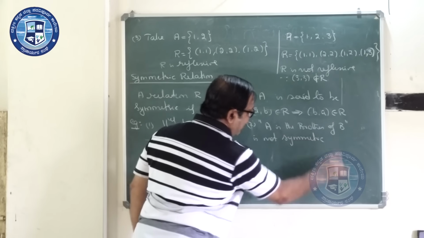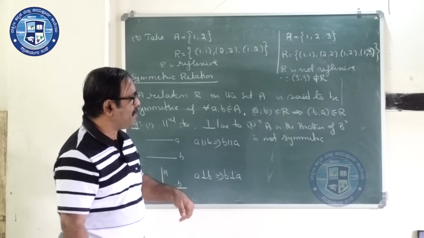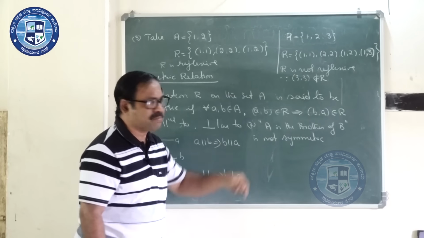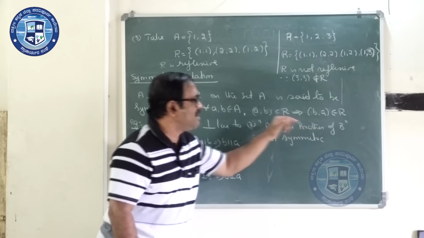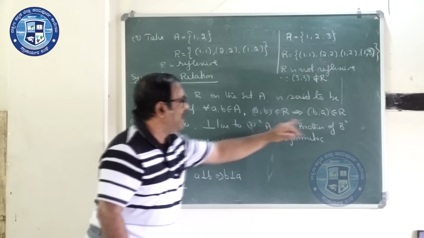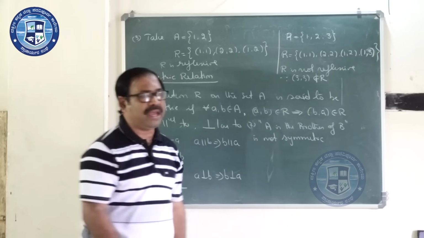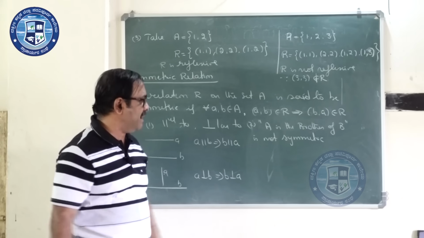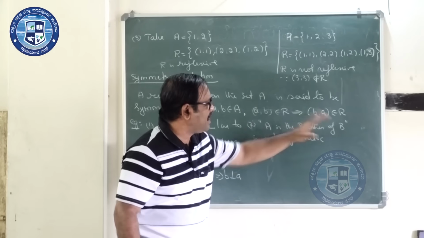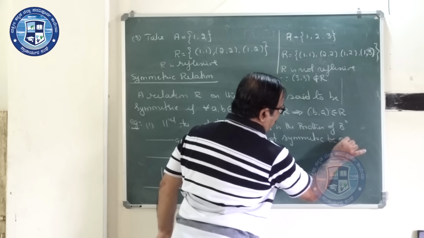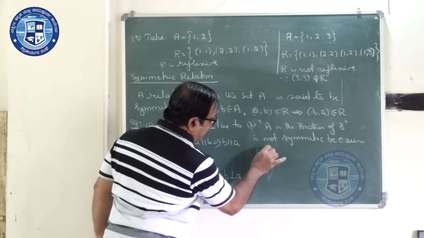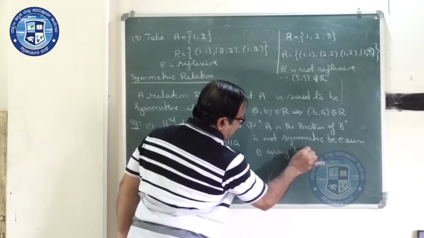Why is it not symmetric? According to the symmetric property, what must the result be? A is the brother of B means B is the brother of A. A related to B means B related to A. Then only the relation is symmetric. But here A is the brother of B. It is not symmetric because B may be the sister of A.